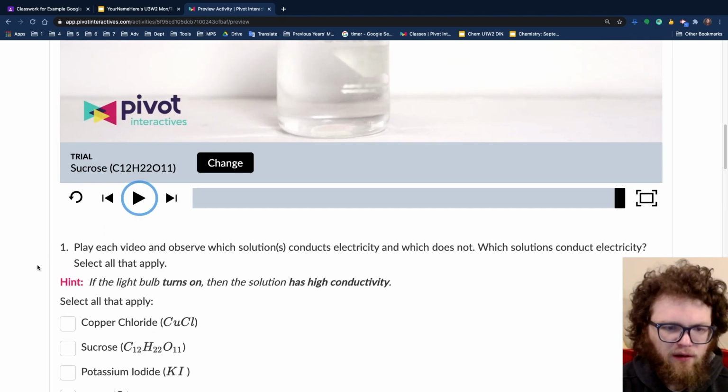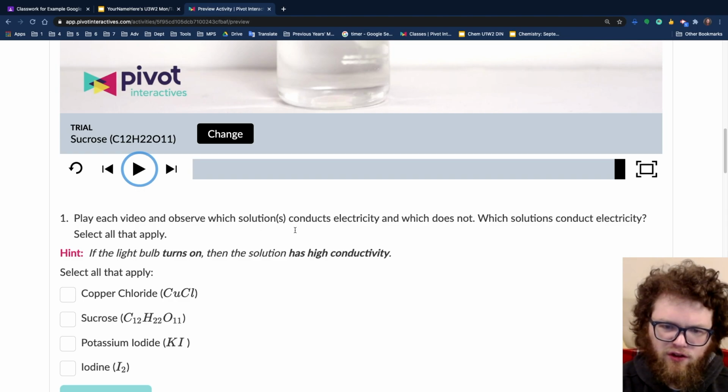Okay, fun. Play each video and observe which solutions conduct electricity and which does not. Which solutions conduct electricity? Select all that apply. If the light bulb turns on, then the solution has high conductivity. So sucrose, did that conduct electricity? Yes or no?